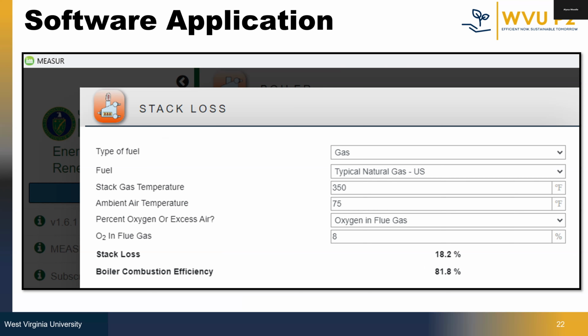This is going to provide a more accurate efficiency measurement than the equipment label will provide, because it's going to take into consideration some of the setup in the environment that the system's running in and the condition that it's running in. The software, though, is a little more complicated. We have to have the stack gas temperature, we have to have the ambient air temperature, and we either need to know the excess air or the oxygen in the flue gas. And those will have to be measured directly. You're going to have a hard time trying to estimate those.